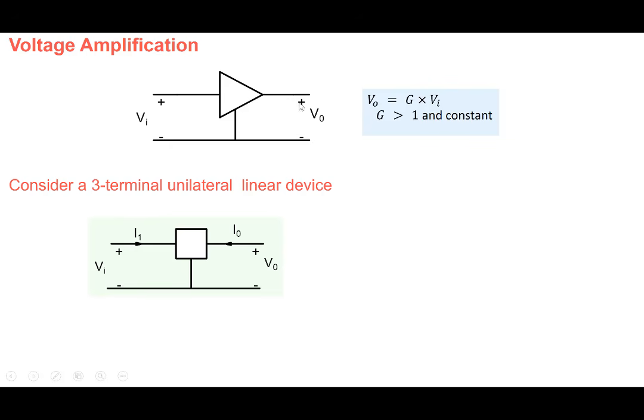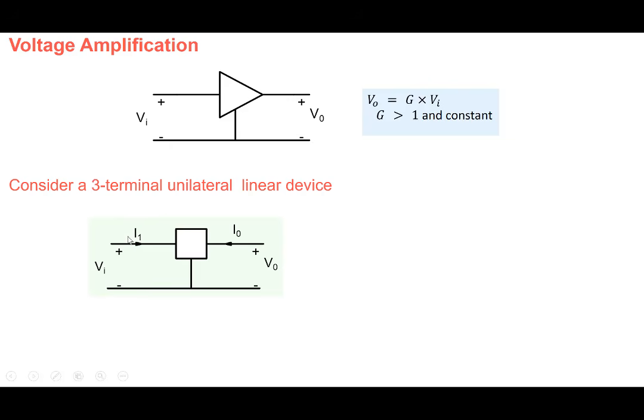Okay, so this is the objective, that we want to build a voltage amplifier with a gain which is constant and greater than 1. So suppose, just for the sake of discussion, we have a three-terminal device available to us, shown over here, and it's a linear device, and it's a unilateral device. Unilateral meaning the input will affect the output, but the output can't affect anything on the input side. Meaning that if I change the output voltage, let's say, it cannot alter the input current flowing into the circuit.